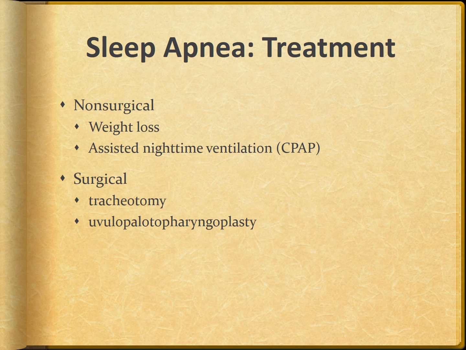So treatment options are of two types. So we have a non-surgical treatment option, which includes weight loss, so encouraging patients to lose weight, and CPAP, which is continuous positive airway pressure. We can use this with assisted nighttime ventilation. And the CPAP machine, what it really does is to provide air pressure that is somewhat greater than that of the surrounding air, which is just enough to keep your upper airway passages open and prevent apnea and snoring.